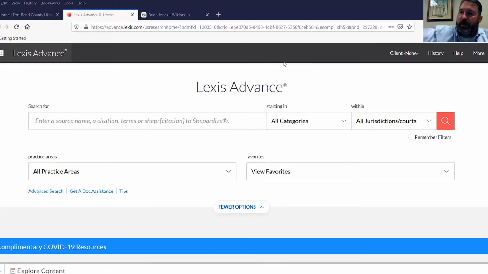So let's talk a little bit about some of the nuts and bolts of Lexis Advance. I've given my opening spiel. Let's talk some about utilizing this platform. I'm on the Lexis Advance page that you can see. Using Lexis Advance or using Westlaw, you have a search bar, and it's kind of like Google. You type in what you need and they come up with the results.